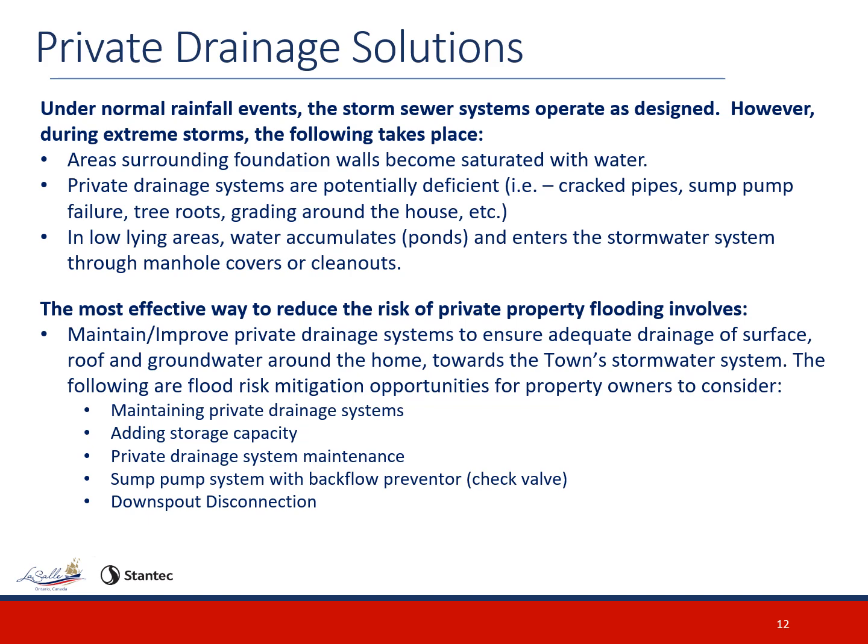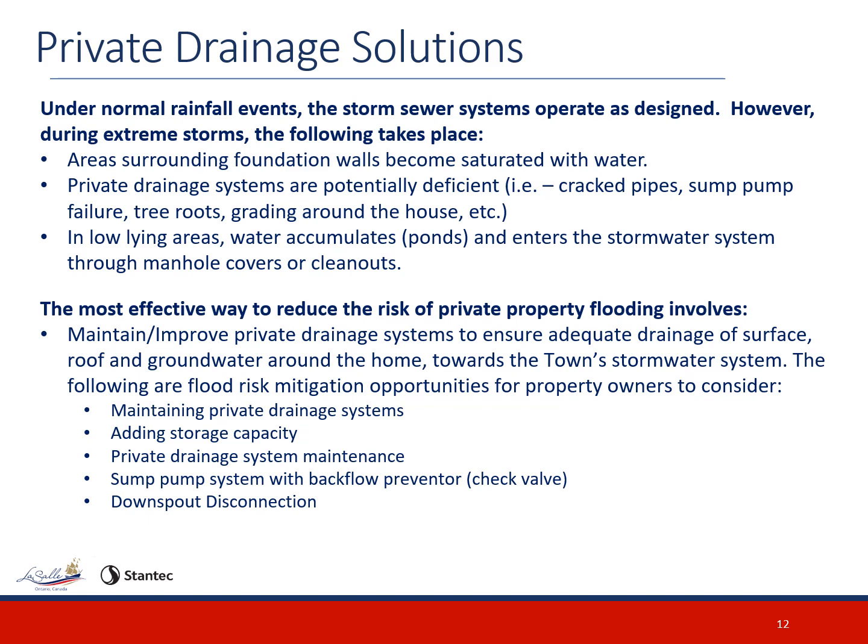Under normal rainfall events, the storm sewer systems operate as designed. However, during extreme storms, the following takes place: areas surrounding foundation walls become saturated with water, private drainage systems are potentially deficient, for example, cracked pipes, sump pump failure, tree roots, grading around the house, etc. In low-lying areas, water accumulates and enters the stormwater system through manhole covers or cleanouts.